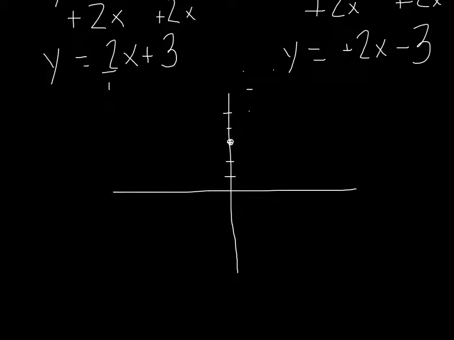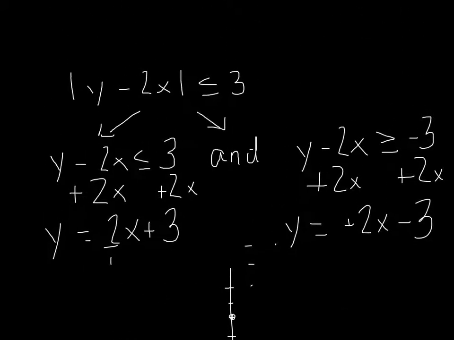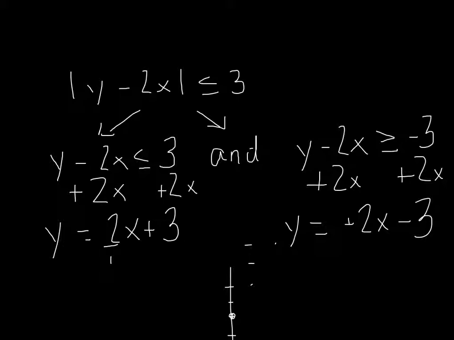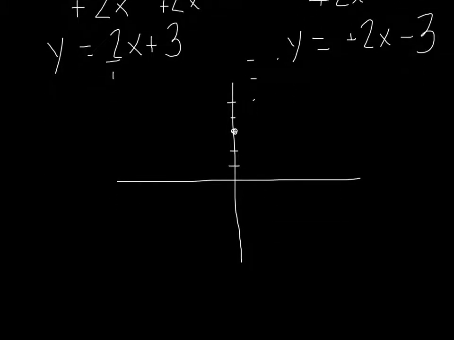Now since this was a less than or equal to problem right here, it's going to be a solid boundary. So I can take my pencil and add a solid boundary. Boundary lines go on forever, so we put arrows. Now let's go ahead and graph the other boundary line.